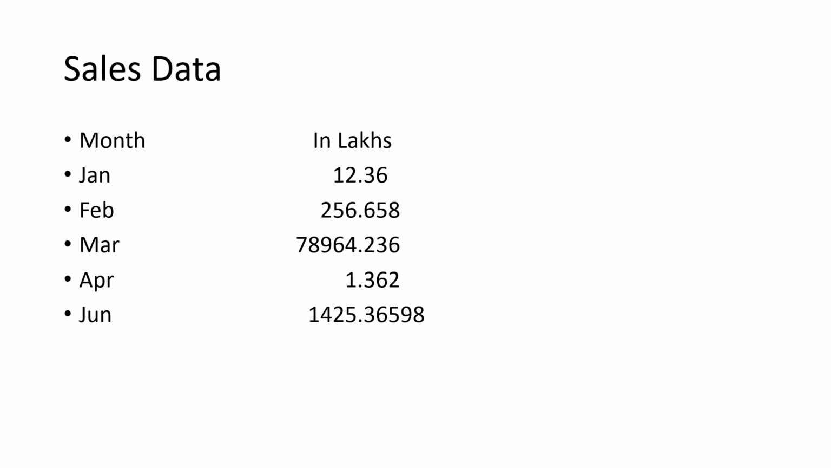Decimal tabs, month January 12.36, February 256.658. I don't want the exact same values, but type 2 digits, 3 digits, 4 digits. Then I will know whether the alignment is correct. The decimals should come at the correct position. The decimal should come at the right position.